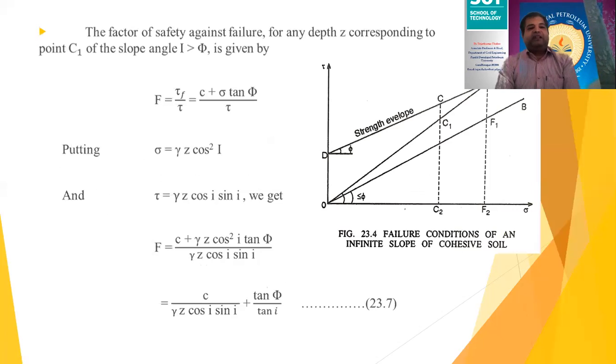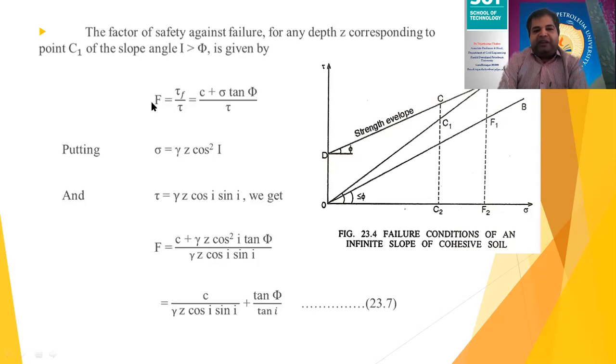Now let's go further. The factor of safety against failure for any depth Z corresponding to point C1 of the slope, when I is greater than phi, or rather I will say it is more than the value of phi. Let's see how it forms.